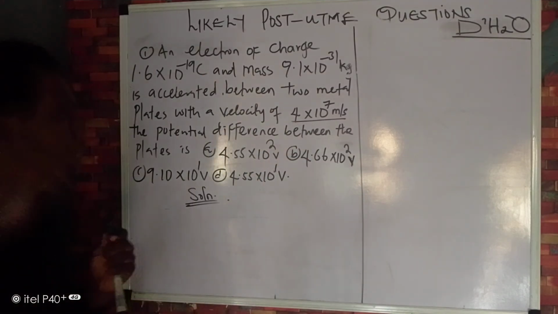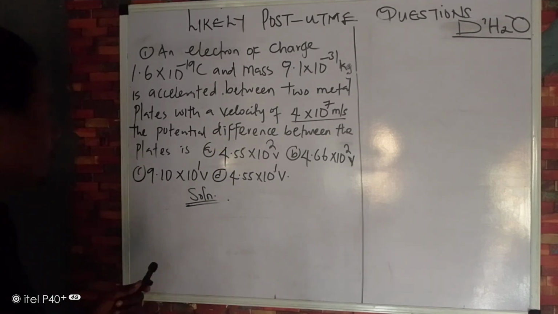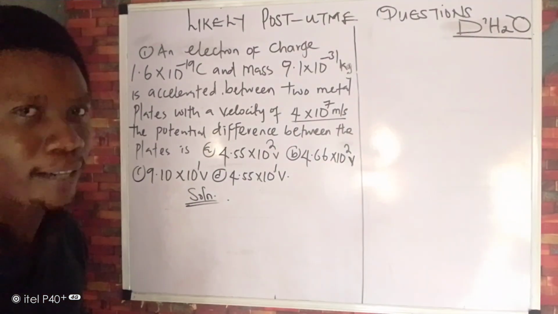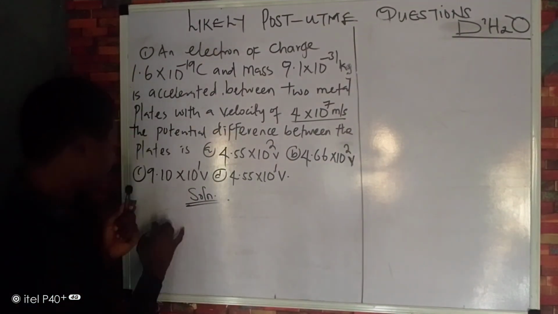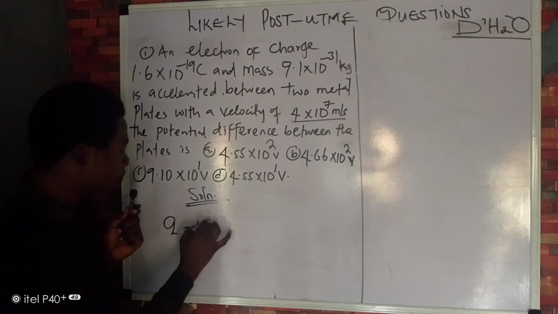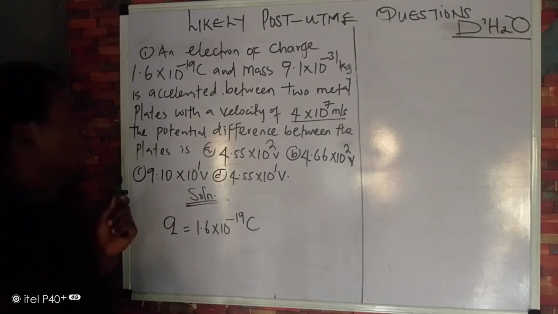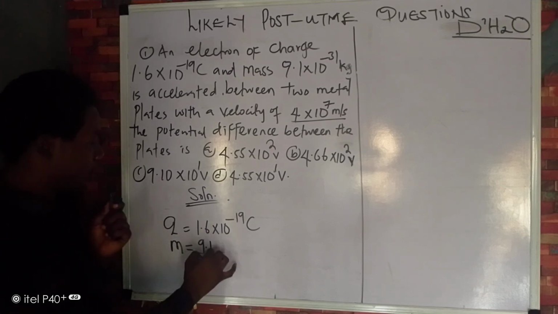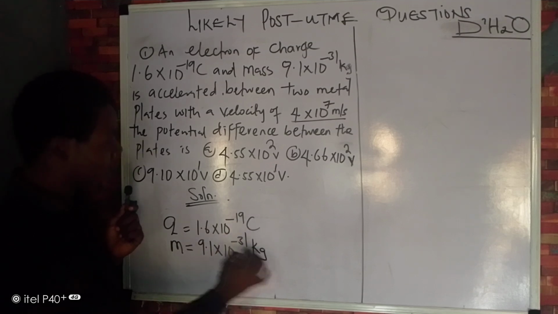The potential difference between the plates is what? What is the potential difference between the plates? First of all, let's bring out our parameters. Now, an electron of charge, this is the charge. Charge is 1.6 times 10 raised to the power minus 19 coulomb. That's the charge of the electron. And mass, the mass is what? 9.1 times 10 raised to the power minus 31 kilogram.